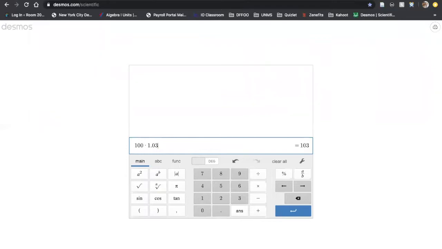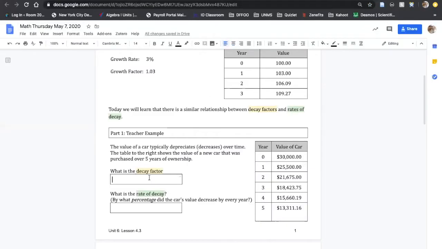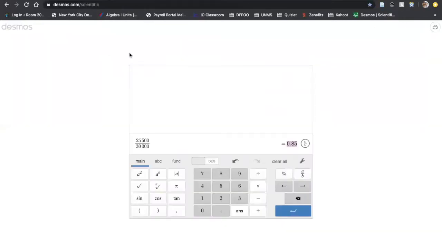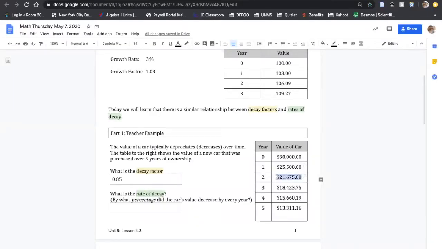So 25,500 divided by 30,000 gives me a decay factor of 0.85. So my decay factor here is 0.85. Again, that's the number that I multiply by this number to get to this. And then if again I multiply 25,500 times that decay factor of 0.85, 21,675 is the next number that I have here. So that's telling me what do I keep multiplying by to move down this table.